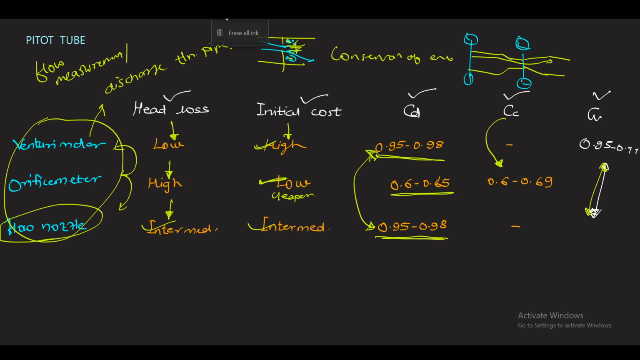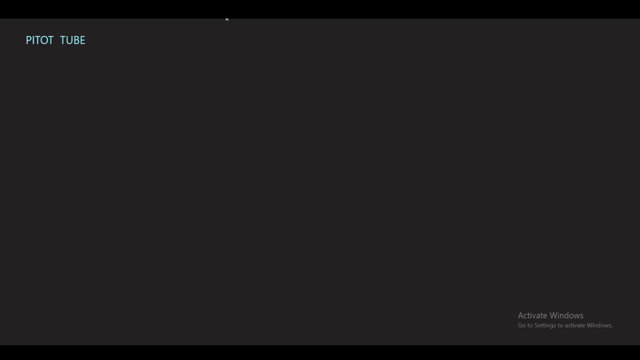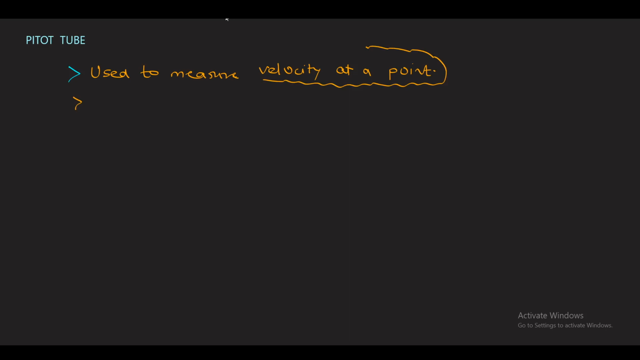Now the next important application is the pitot tube. What is the use of the pitot tube? The pitot tube is used to measure velocity at a point. This is an important point. Most times the questions are asked on this use of the pitot tube. The construction of the pitot tube is very simple. It is nothing but a glass tube.